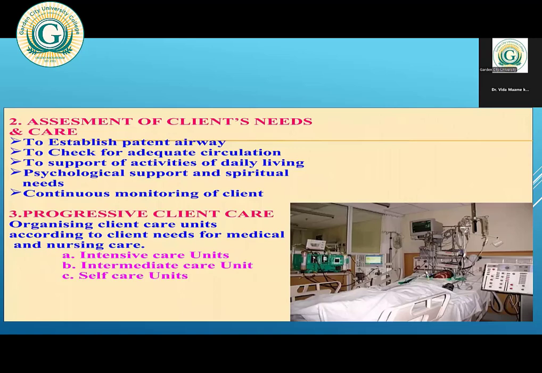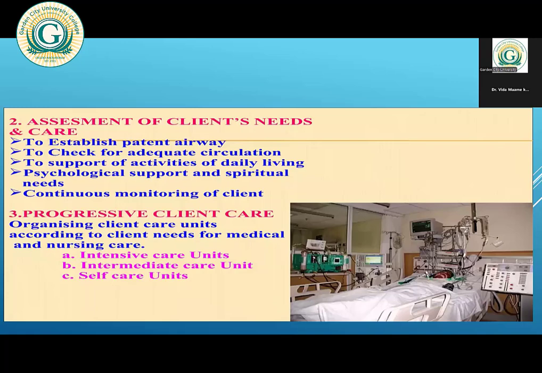So support of activities of daily living, psychological support and spiritual needs, and continuous monitoring of clients. And number 3, care is what? Progressive client care, organizing client care units according to client needs for medical and nursing care, such as intensive care unit, intermediate care, and self-care unit. Number 4, priority nursing care.